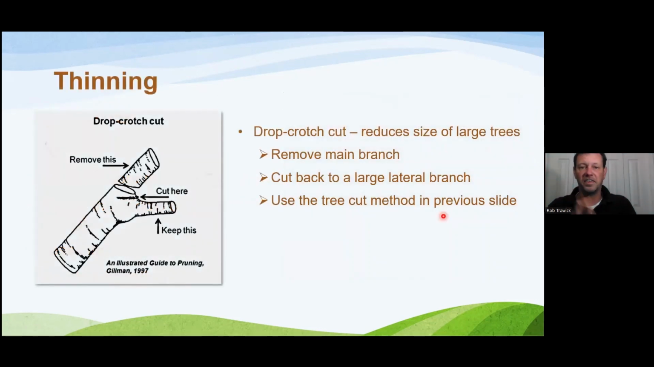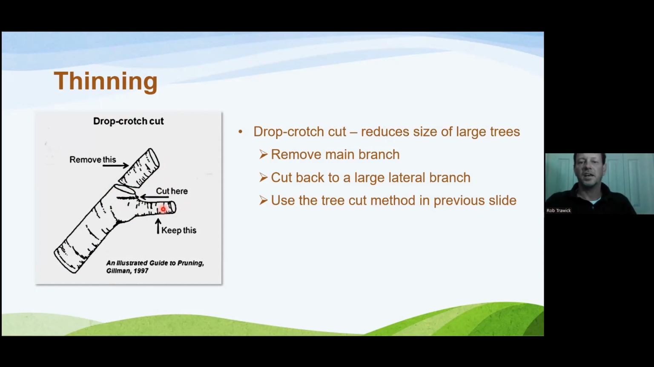So again, thinning, you want to drop crotch cut. It reduces the size of larger trees. It helps to remove these main branches. Again, if you see right here where that branch collar exists, you make these cuts. You remove that, and then this guy right here becomes the new leader. So cutting back to a large lateral branch, you end up being able to shape these particular plants rather than having them get out of control.